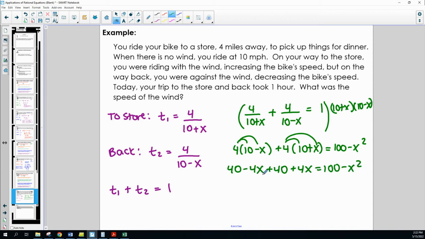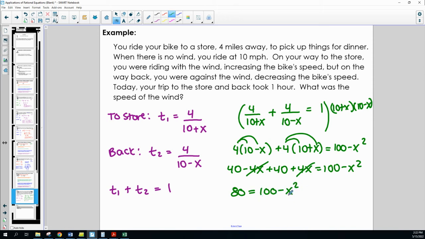Now, these x terms should be the same, but opposite signs, so they should cancel out. We have a negative 4x and a positive 4x, so those are gone. The two numbers that are on the left-hand side should be the same. So 40 and 40, we're just going to add that to get 80, or you can do 40 times 2, whatever. And then that's equal to 100 minus x squared.